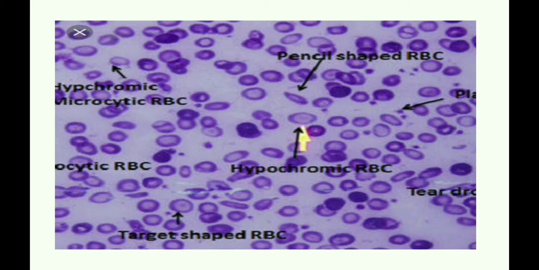So here in this peripheral smear, you can actually see different sizes and different shapes of RBC, and most commonly microcytic hypochromic anemia is seen in iron deficiency anemia. You can also see some other cells like pencil shaped cells, or even some target shaped RBC in this picture.